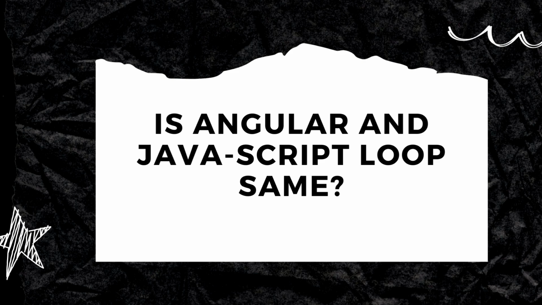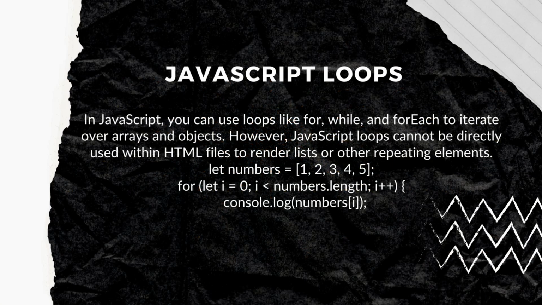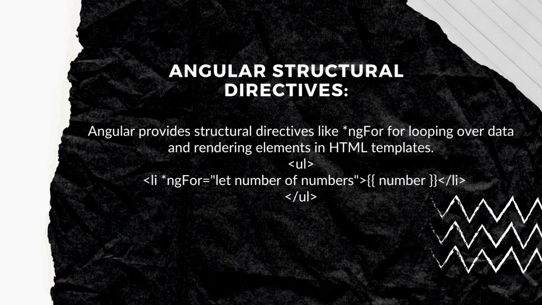No, Angular and JavaScript have distinct ways of handling loops, particularly when it comes to rendering lists in HTML templates. So remember, in JavaScript you can use loops like for, while, and forEach to iterate over arrays and objects. However, JavaScript loops cannot be directly used within HTML files to render lists or other repeating elements, but in Angular you can use structural directives in the HTML file, by using ng-template, by using this ngFor. So Angular provides structural directives like ngFor for looping over data and rendering elements in HTML templates.